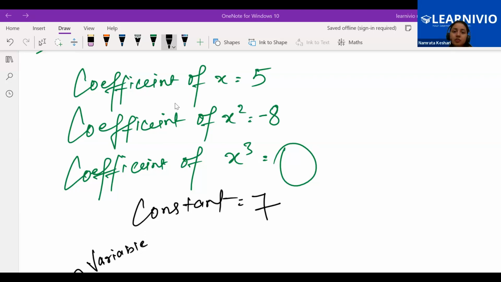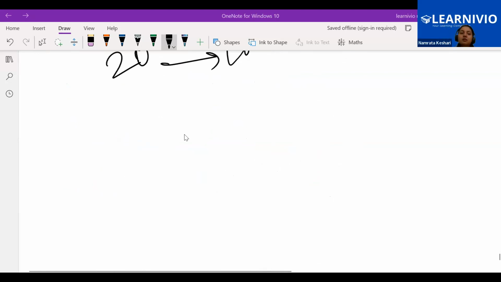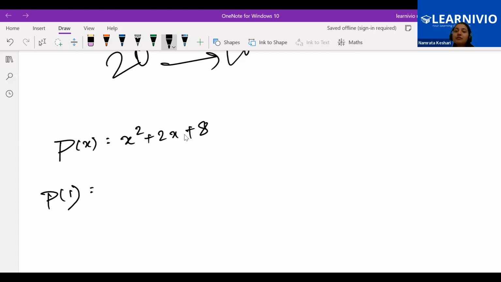Yeah. So this coefficient is clear, right, Sara? Yeah. Okay. Now the next concept is, suppose we are having a polynomial. Let's say p(x) is equal to x square plus 2x plus 8. Okay. Now suppose the question is asking you to find p of 1. See, this is how we will represent the polynomial, by using this p(x), q(x).